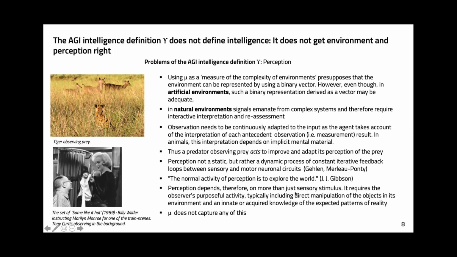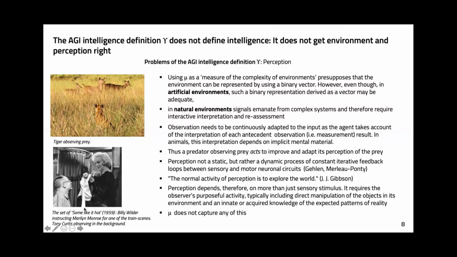And this manipulation of the object doesn't mean that I need to touch it, but the tiger can also manipulate these prey animals in her imagination. She can imagine that maybe this animal would now lean down to drink from a water source, and whether it would then be a good moment to attack this animal, and so on. So this is highly interactive, and this static vector mu, which basically models, for example, the input from a sensor, doesn't capture any of this. It does not capture any of what I've just said about what we know about animal and human perception.